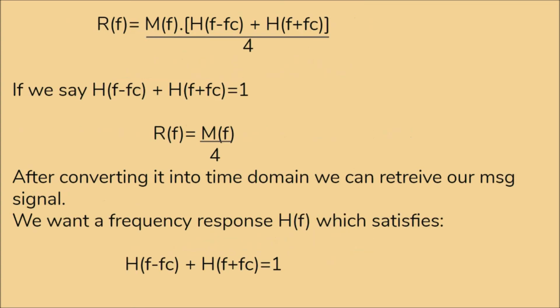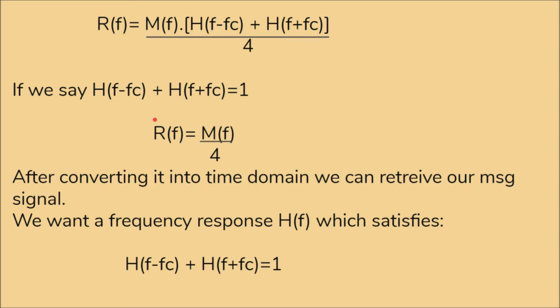Now if we take M(f)/4 common, we get M(f)/4 times [H(f - fc) + H(f + fc)]. For the time being, let us assume that H(f - fc) + H(f + fc) is 1. So what we get is R(f) as M(f)/4. Now if we convert it to the time domain, we get r(t) as m(t)/4. So we have retrieved our message signal completely. To retrieve it completely, this condition must be satisfied: the filter response H(f) must satisfy H(f - fc) + H(f + fc) = 1.